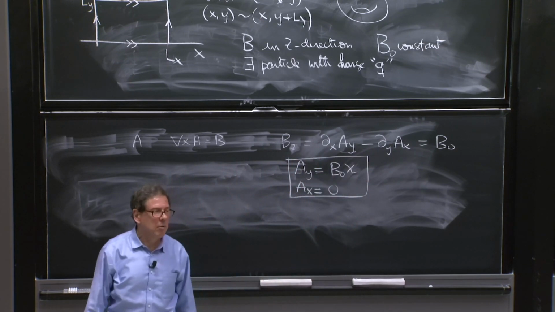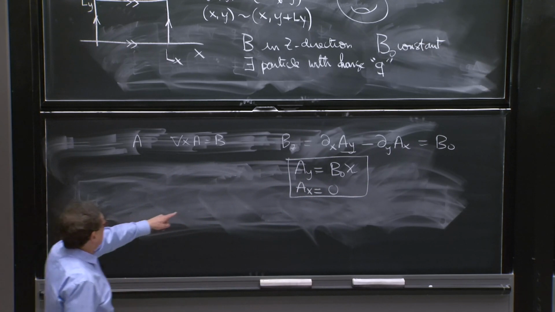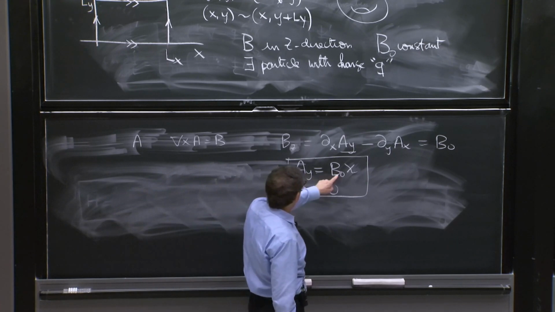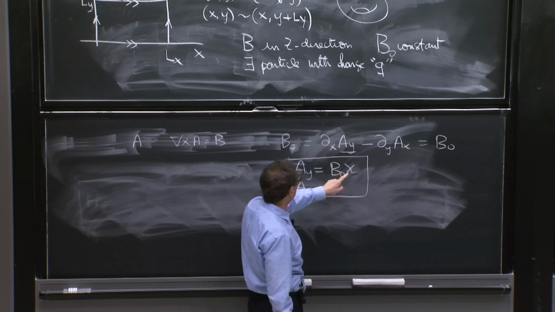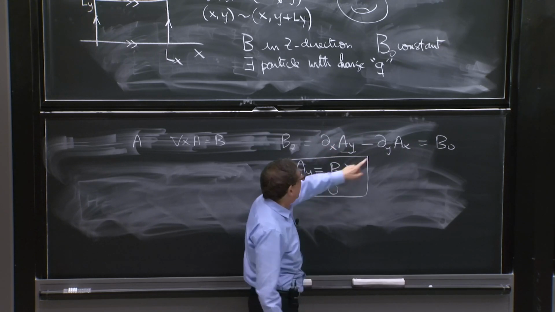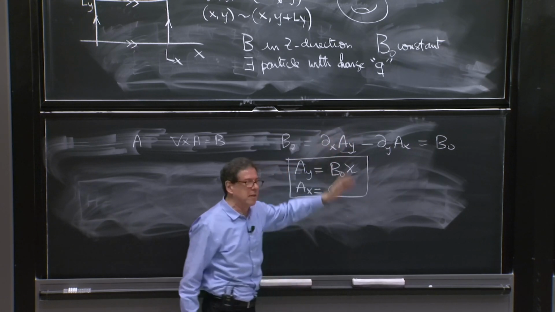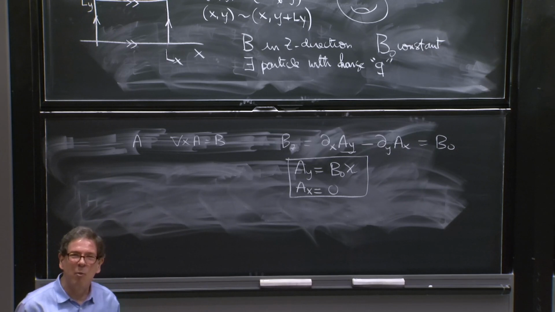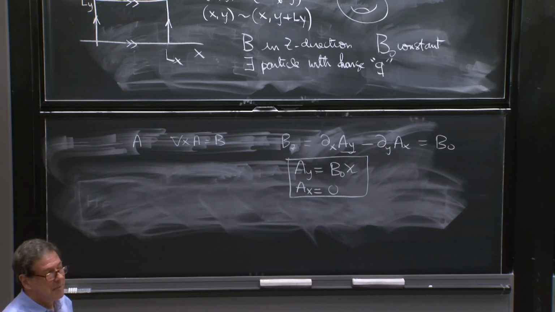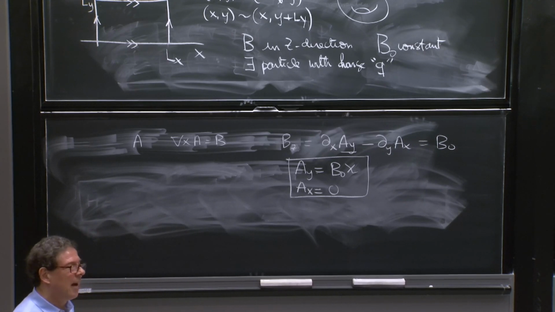Okay, that's it. Look, A_y is equal to B0 x, so I take the derivative ∂x of A_y, I get B0. ∂y of A_x is 0. Perfect. All done, we would say. You found the A_y. But there's a problem with this A_y.